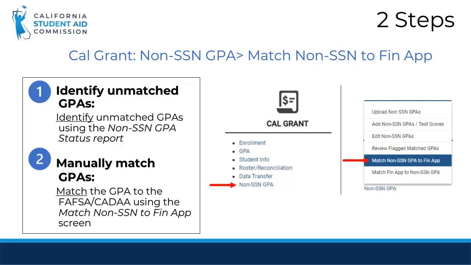High schools are responsible for editing and matching unmatched GPAs. First, they will identify unmatched GPAs using the non-SSN GPA status report. Next, they will match the GPA to the FAFSA or DREAM Act application using the non-SSN to Fin App Match screen.